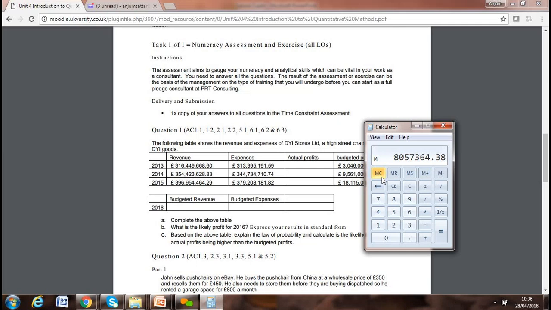I'm confused about how we calculate the budgeted revenue and the budgeted expenses for 2016, for the next year. Okay. If you look at the previous year and this year, what is the change there? We'll calculate first.